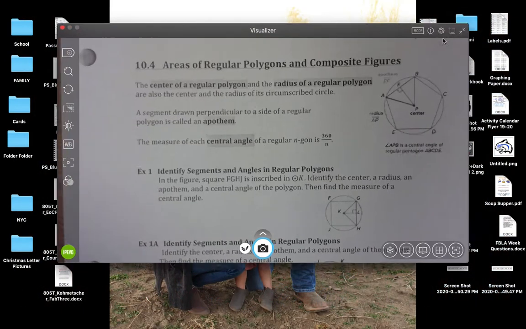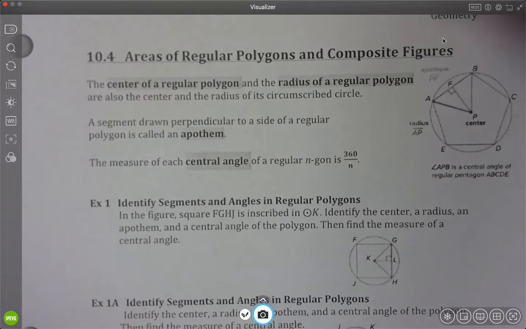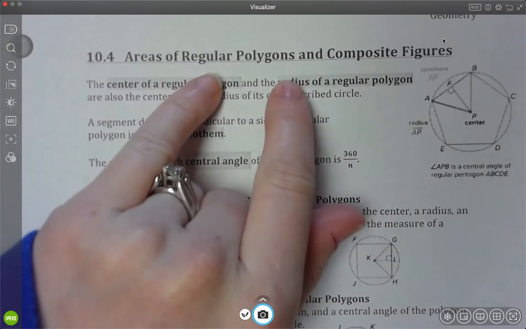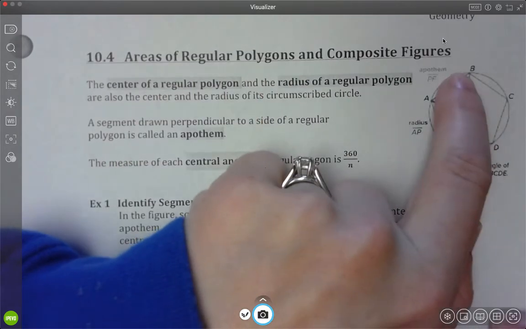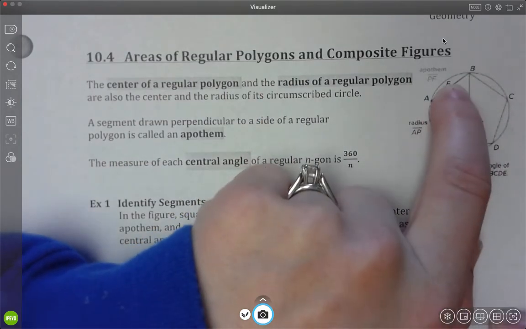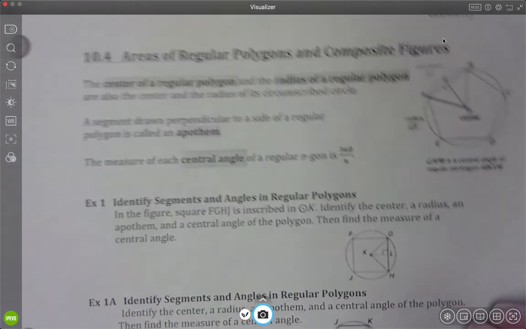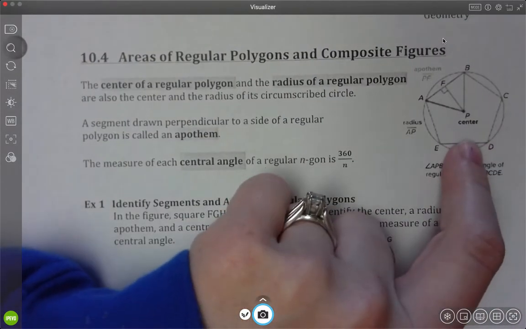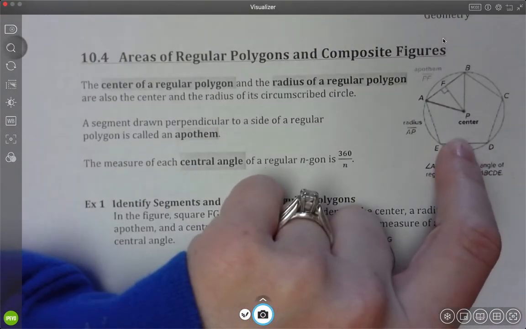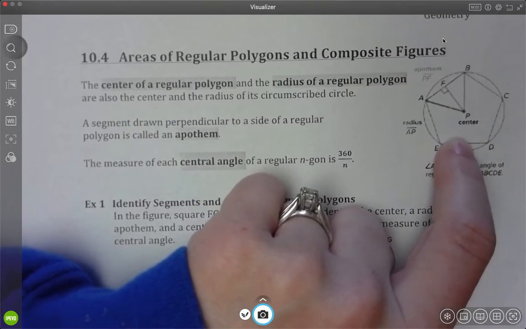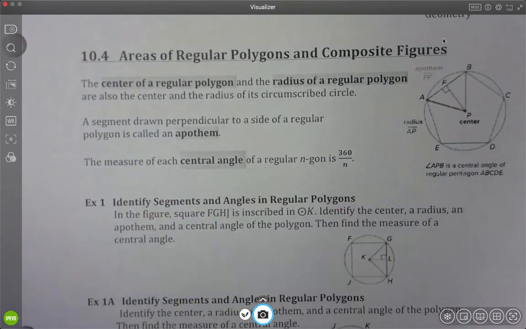Okay, geometry, section 10.4. It's kind of a tricky section. We start talking about regular polygons, which are going to be like these pentagonal shaped things inside of a circle here, or it might be a hexagon or an octagon shape, and we're trying to find the area of those, which is kind of tricky. But once you have it figured out and think about it, it's pretty easy.